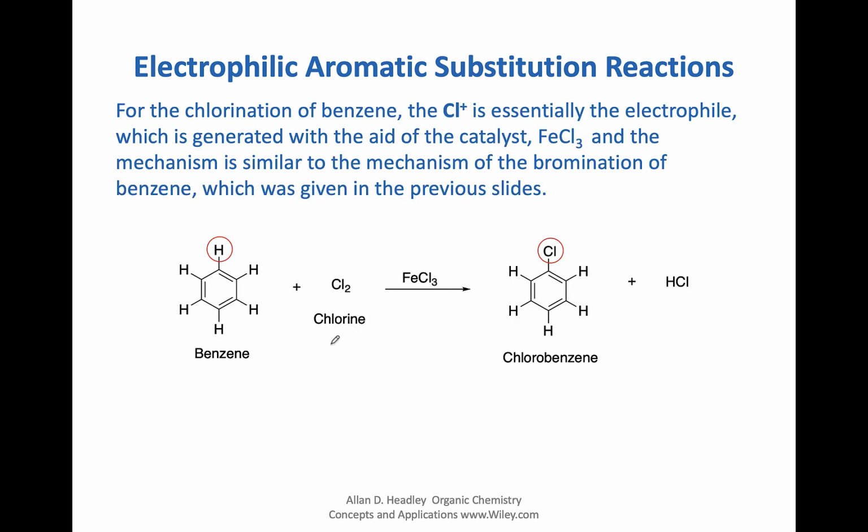As you can imagine, we can use chlorine. So chlorine in the presence of FeCl3 will produce here chlorobenzene. Iodine is just so unreactive, and fluorine, as you can imagine, is just too reactive. So the halogen that's typically used for the halogenation of benzene is bromine or chlorine.